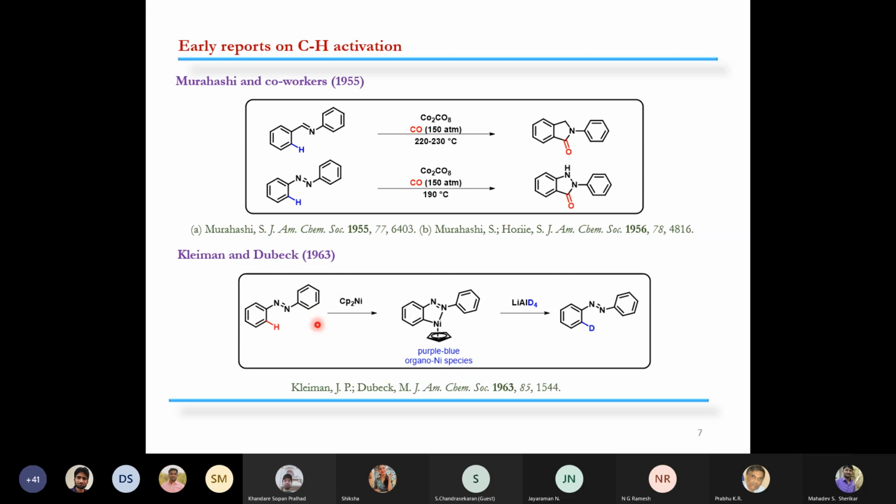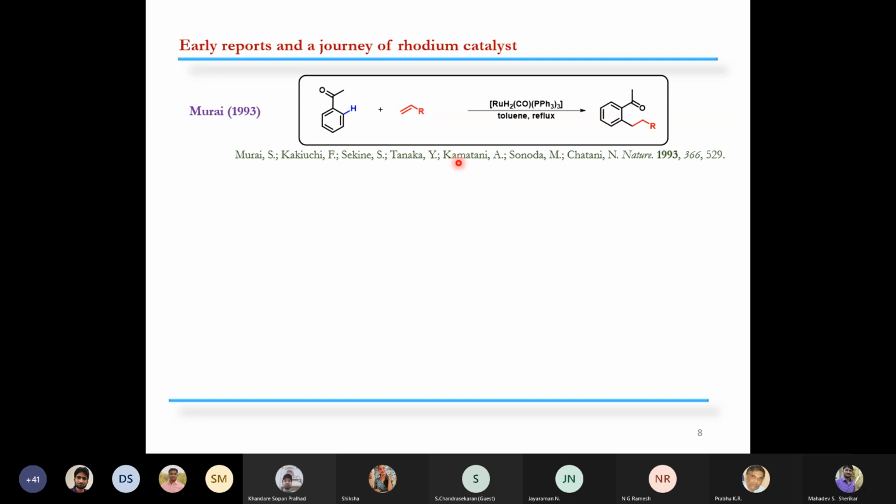Later in 1963, Kleiman and Dubeck isolated the nickel cycle by employing a nickel catalyst with azobenzene as a directing group, and they isolated the purple-blue colored organonickel species. And this nickel species was further transformed into the corresponding deuterated product by using deuterated lithium aluminum hydride. But Murai and group used ruthenium as a catalyst for CH activation for the first time, and they developed the alkylation of acetophenone by using alkene as a coupling partner, where carbonyl acts as a directing group.